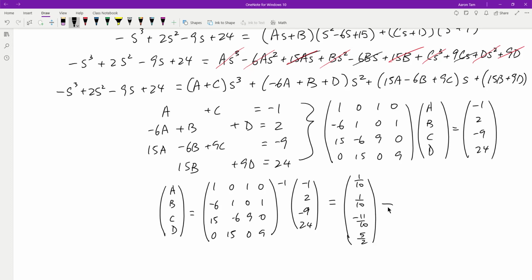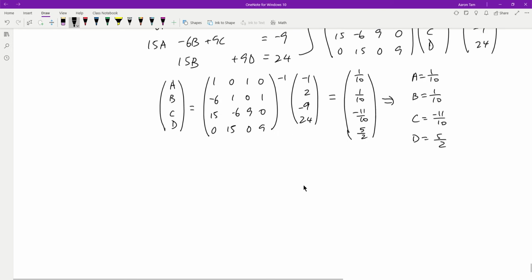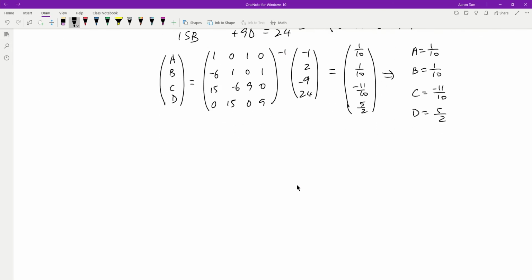Okay, so therefore that tells me that A is 1 over 10, B is also 1 over 10, C is negative 11 over 10, and D is 5 over 2. Hopefully you get the same exact result as I do. And so now I think I'm ready to write out my partial fractions.